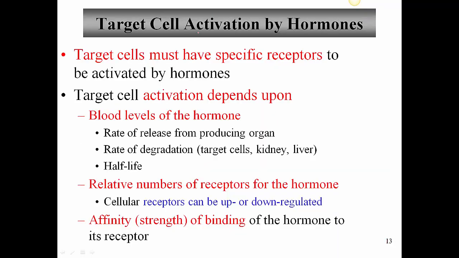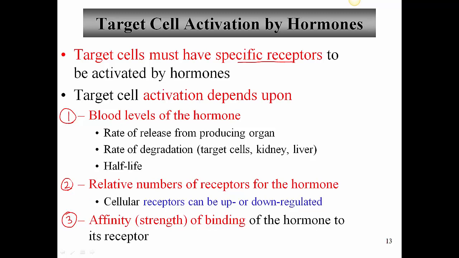Now let's talk a little bit more about target cell activation by hormones. We said before that target cells must have specific receptors to bind the hormones. And the target cell activation itself depends upon several different things. One is the blood levels of the hormone. In other words, how much of this hormone do we have in the blood? The second is the relative number of receptors for this hormone. And then finally, we have something called affinity, or strength of binding of the hormone.